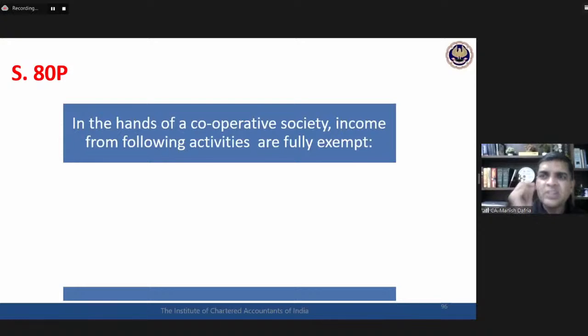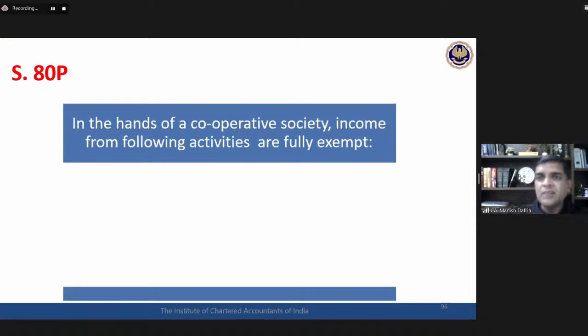In the institute module, there is a separate chapter on assessment of entities. In that particular chapter, when they talk about cooperative societies, they discuss this section 80P. So 80P can be studied along with assessment of entities, or along with deductions from gross total income. We are discussing it here itself. The assessee is a cooperative society, so only for a cooperative society is this section relevant.